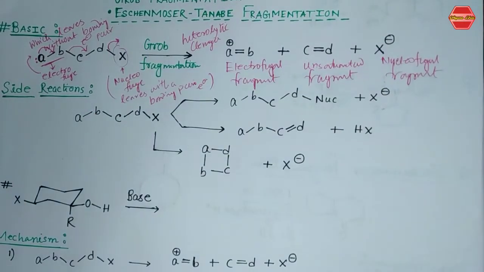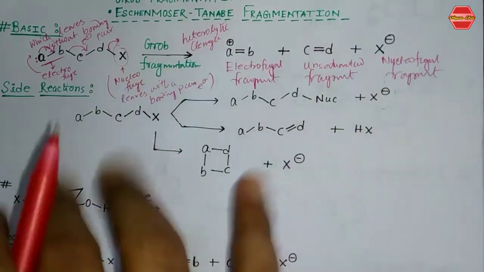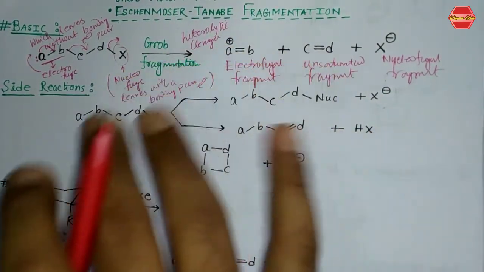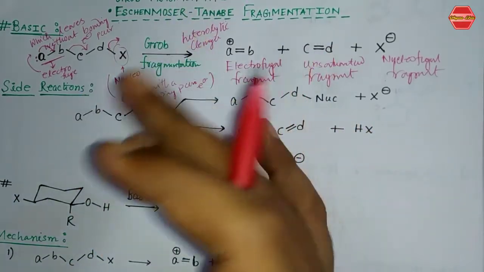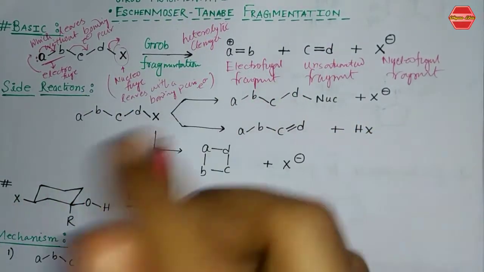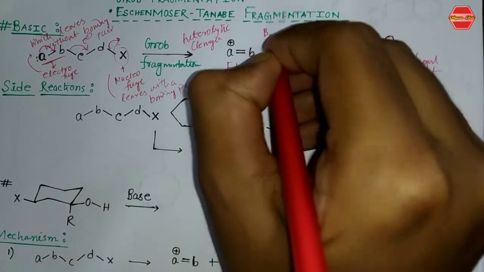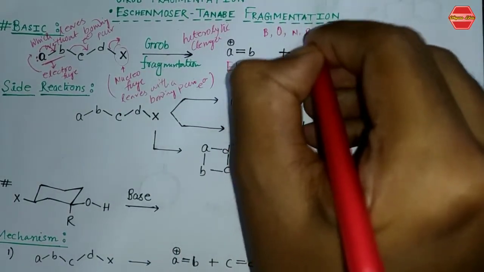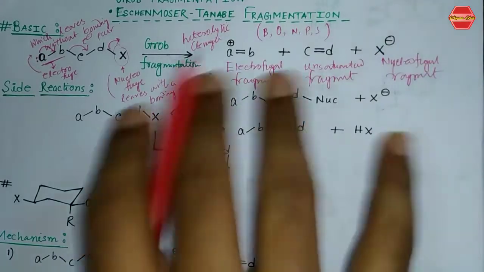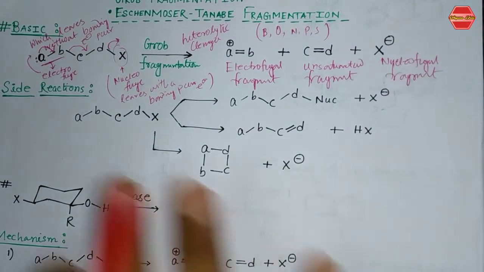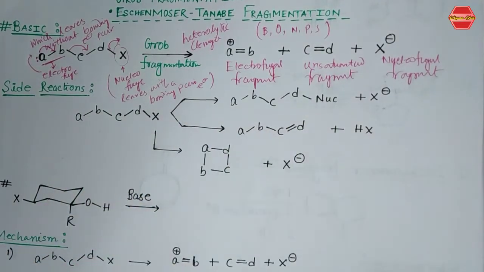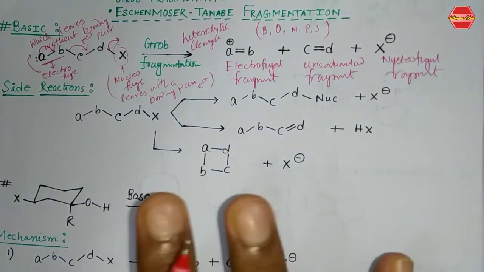Now why is it called heterolytic? Heterolytic is basically not only around the carbon. It may happen in case of carbon or different kinds of heteroatoms. Now heteroatoms are basically boron, sometimes oxygen, nitrogen, phosphorus, sulfur, like that. So for this case we have some side reactions. Now what are those side reactions?